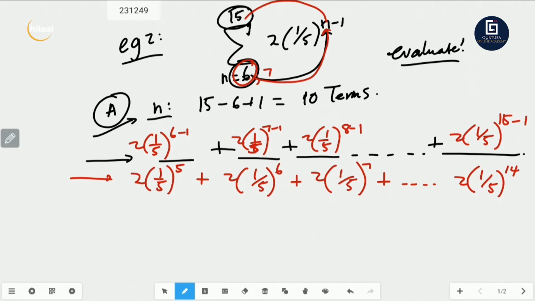So we know this is geometric. Let's see what this gives us. What is my first term? So 2, open brackets, fraction, 1 over 5, close brackets, to the power 5. Boom. It gives me 2 over 3,125. That's my first term. Let's go into our second term.